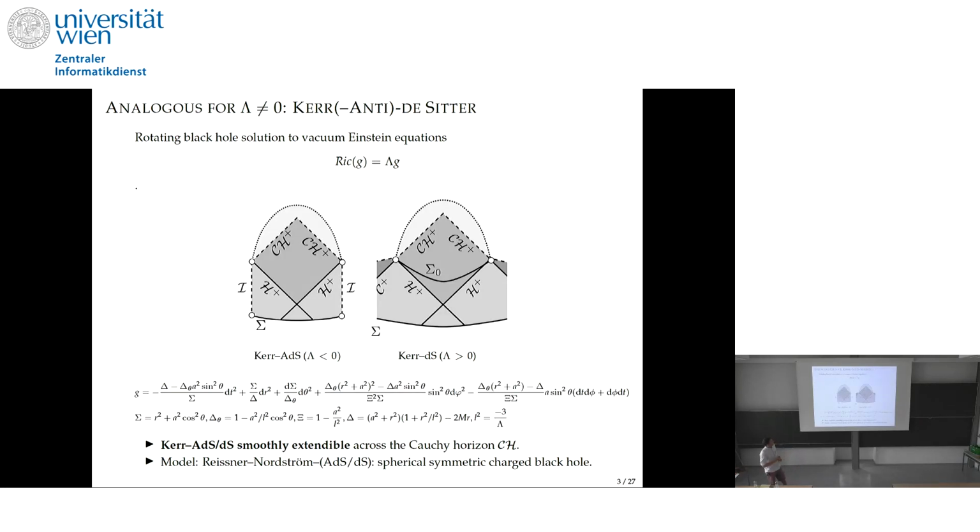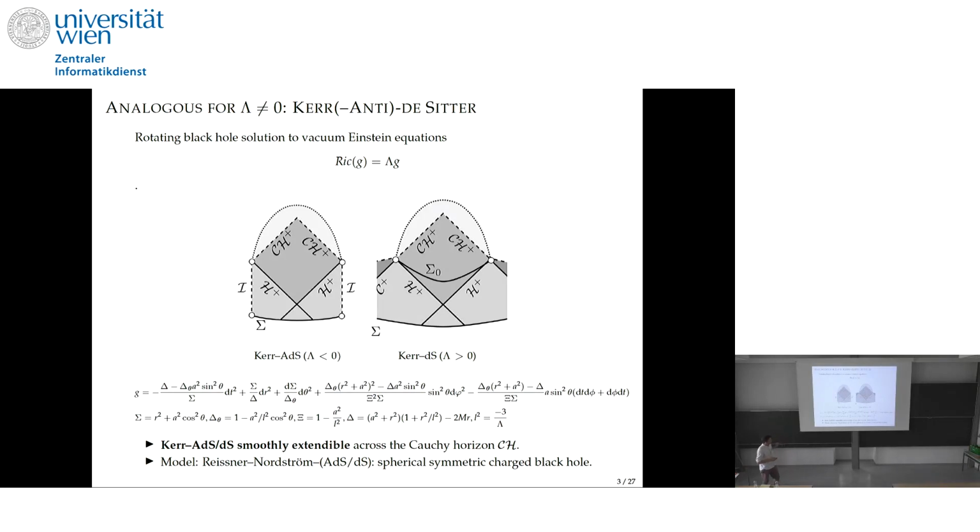The same issue also occurs if you put a cosmological constant. In the case of a negative cosmological constant, you have a Kerr-AdS black hole, or in the positive case, you have a Kerr-de Sitter black hole. And you also have this problem that this Cauchy horizon is smoothly extendable, and this gives a problem for the initial value formulation, or in the case of the negative cosmological constant, for the initial value plus boundary value formulation. A model case is the so-called Reissner-Nordström family of solutions, which also admit this feature. These are spherically symmetric charged black holes where charge takes the role of angular momentum, which gives rise to this Cauchy horizon.